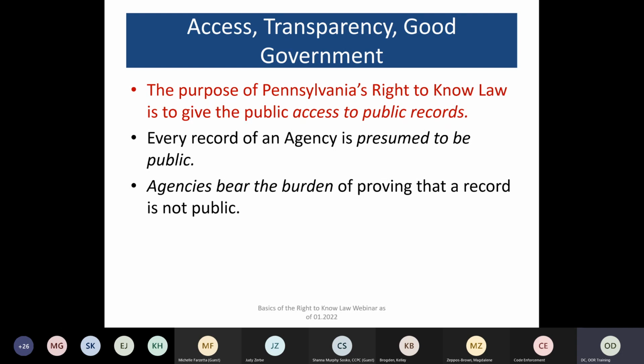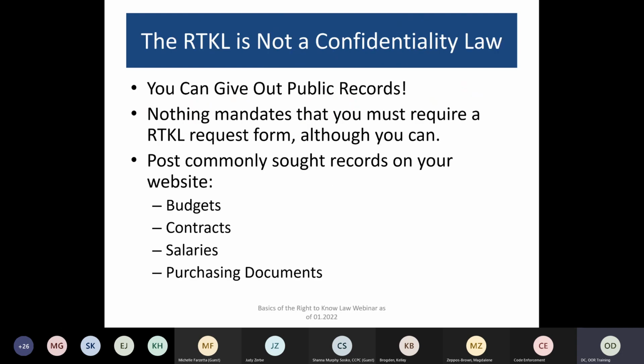But keep in mind these two fundamental statements. The record is presumed to be public unless the agency can prove otherwise. And remember, the purpose of the right to know law is to give the public access to public records. Okay, that being said, let's move on.